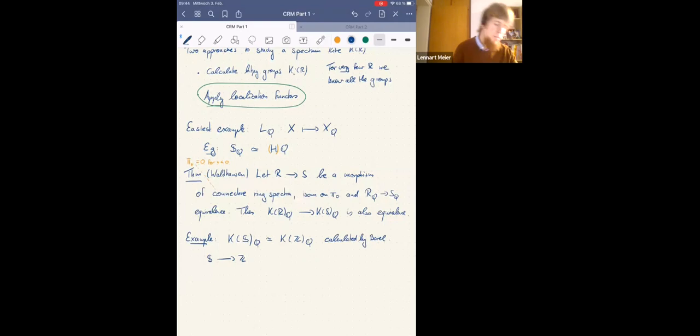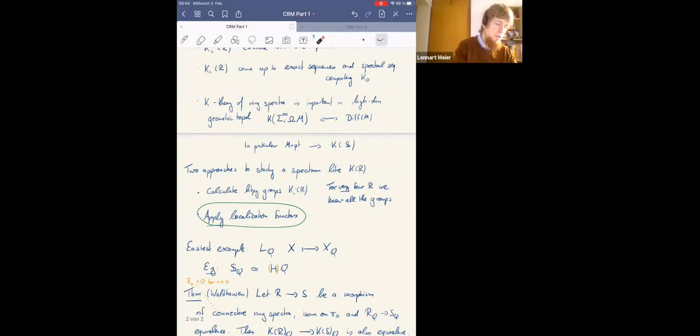Likewise, you can imagine, say we have a spectrum like this, extremely hard to understand, but rationally it might simplify drastically. And this allows us to say something about the rational K-theory of these guys, and thus also, at the end, maybe after some calculations, about the rational homotopy groups of the diffeomorphism space.